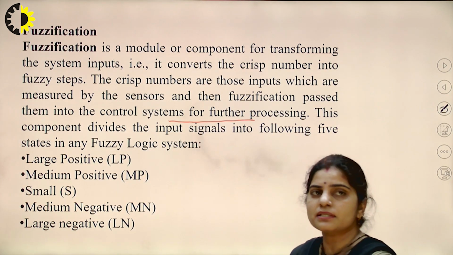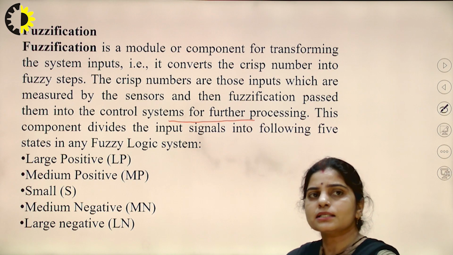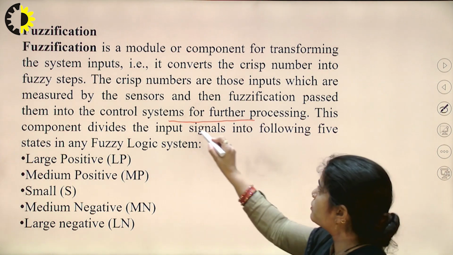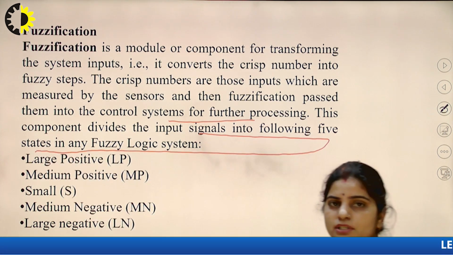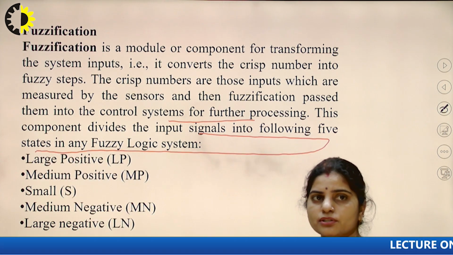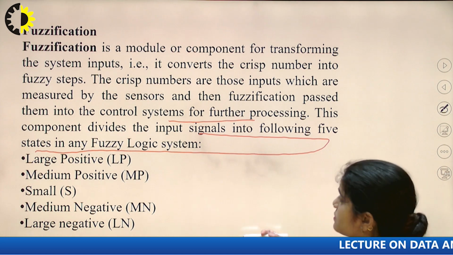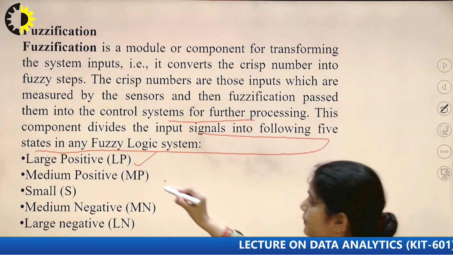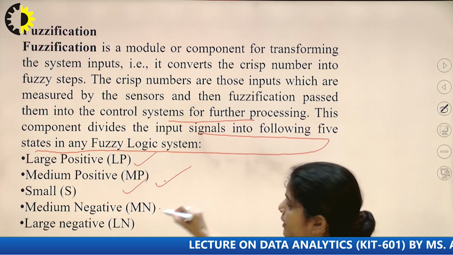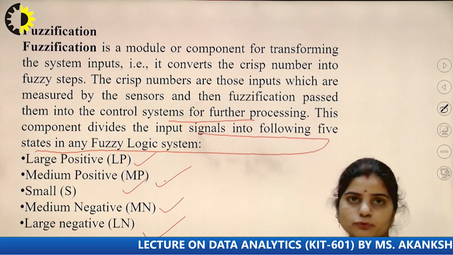So this component basically divides the input signals into the following 5 states in any fuzzy logic architecture or in any fuzzy logic system. So what are the 5 states? First one is large positive LP, second one is medium positive MP, third one is small, then medium negative, then large negative.